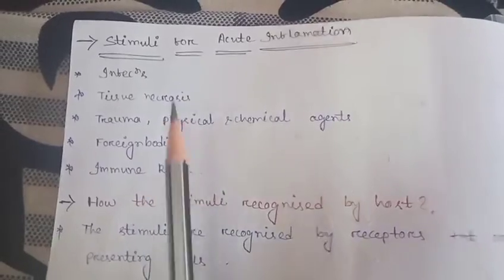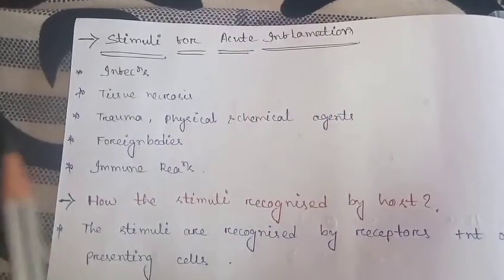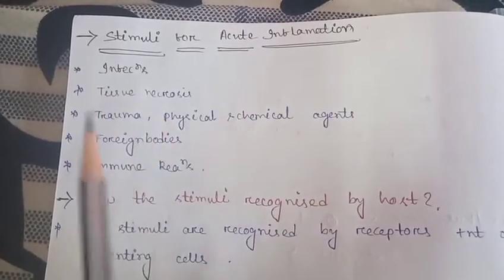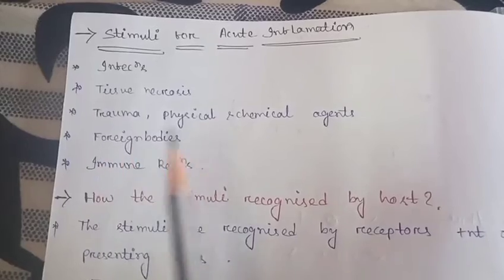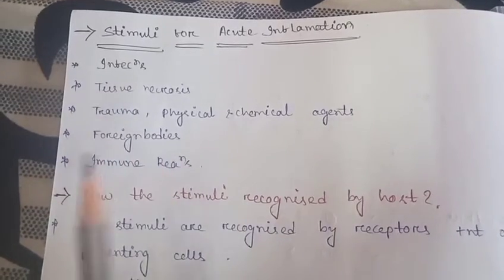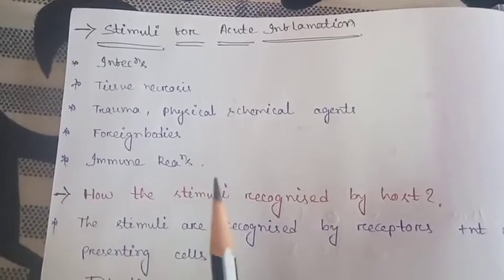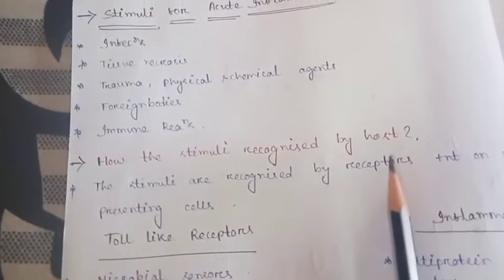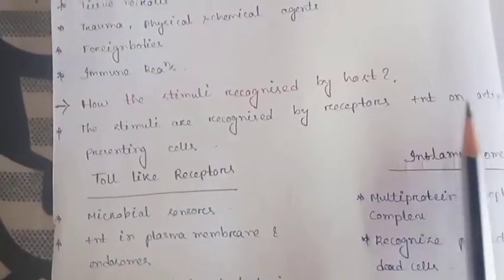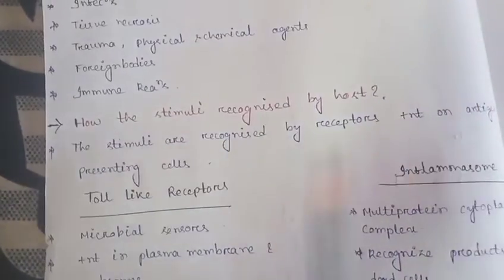So what are the stimuli required for acute inflammation? The stimuli may be infectious, tissue necrosis, trauma, physical or chemical agents, foreign bodies, or immune reactions. Then how are the stimuli recognized by the host? The stimuli are recognized by receptors present on the antigen presenting cell.